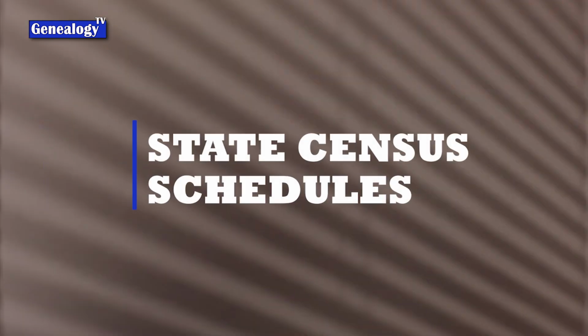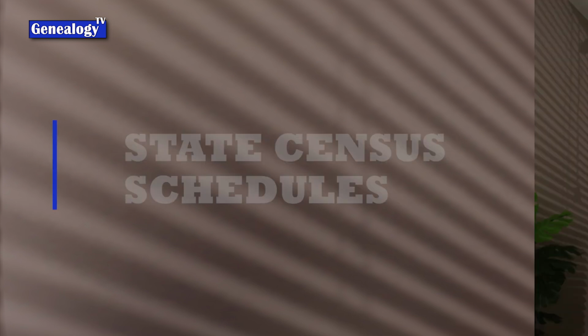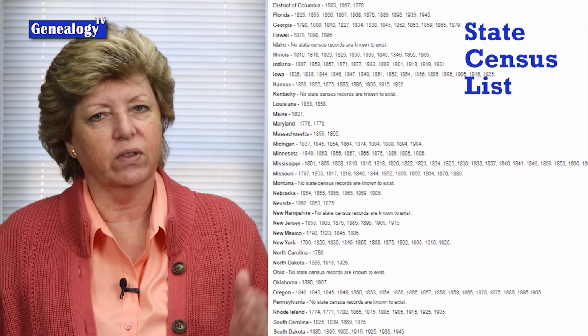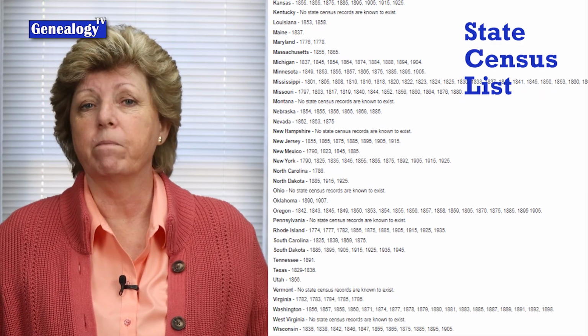Now, state census schedules are certainly one of those things that can help us. Some of the states created census in the off years. Now, not all states have state census schedules, as opposed to the federal census schedules that in this case is missing. For example, in 1885, Colorado, Florida, Iowa, Kansas, Michigan (was actually 1884), Minnesota, Nebraska, New Jersey, New Mexico, Rhode Island, South Dakota, and Wisconsin all conducted state censuses. Now be sure to check for any state that might have the 1895 census as well. So just check out the state that you're researching for 1885, 1895 census schedules.